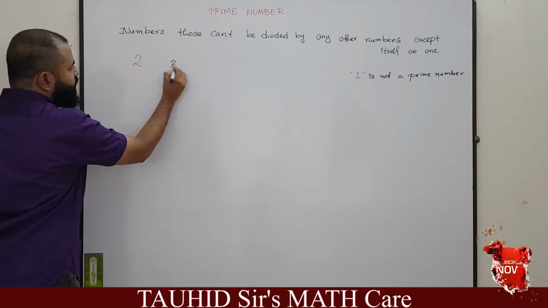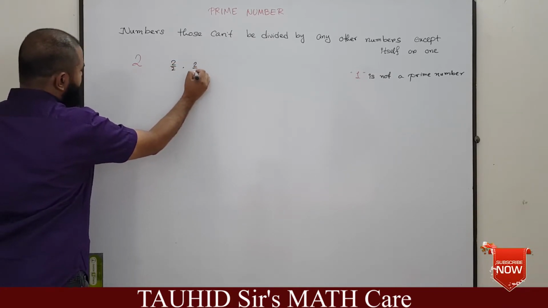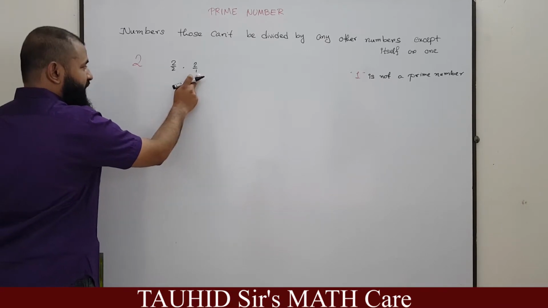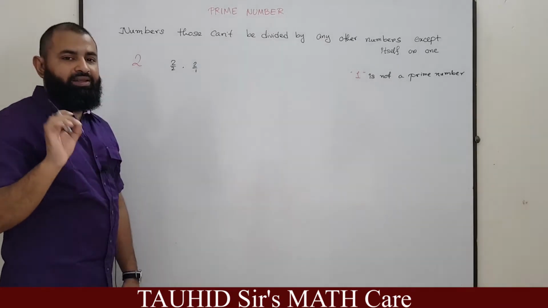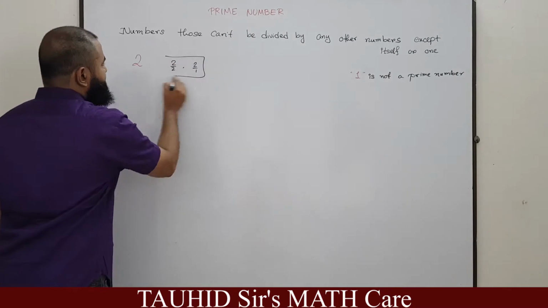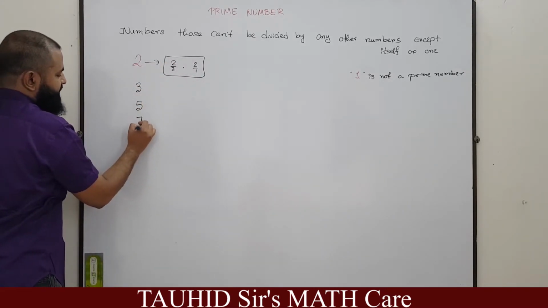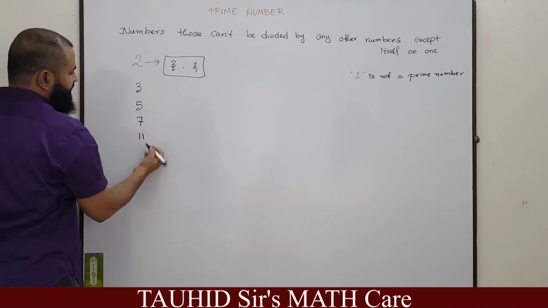We can divide 2 by 2. We can divide 2 by 1. We can divide it by itself and by 1 and not any other numbers. This is a prime number. 3 is a prime number, 5 is a prime number, 7 is a prime number, 11 is a prime number.